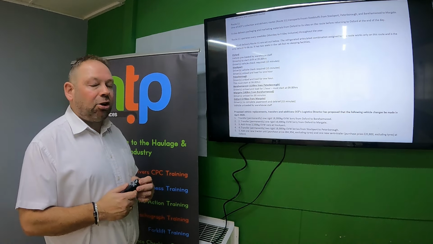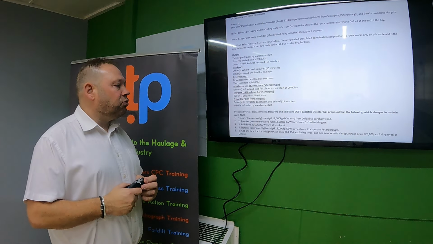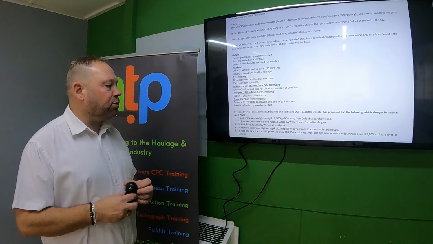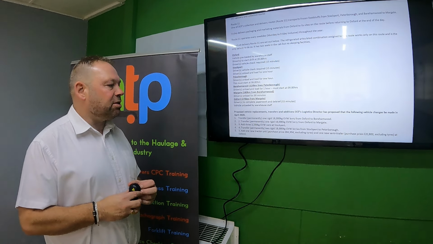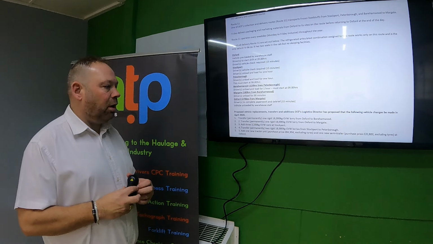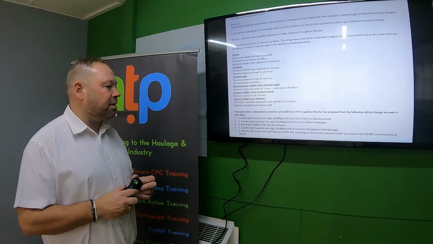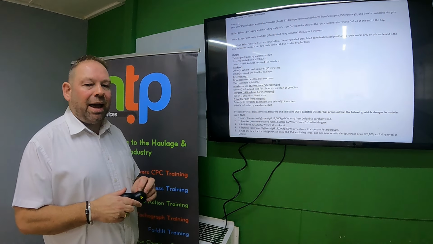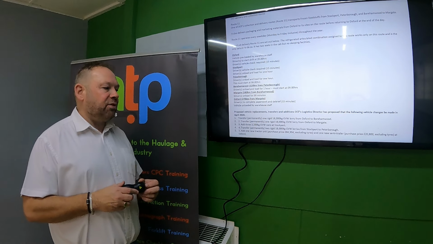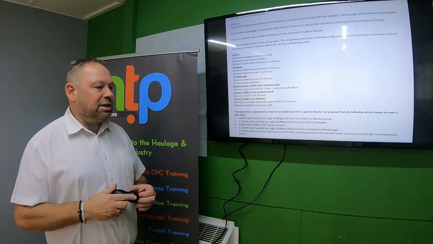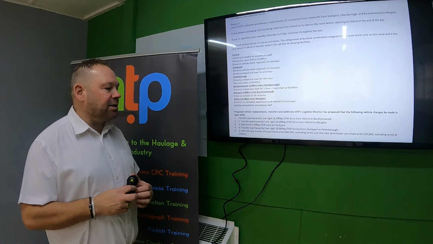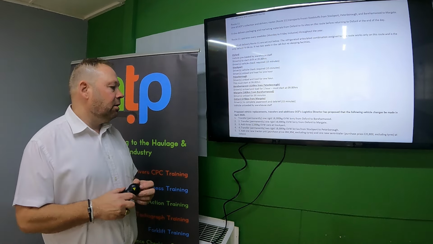Margate, 180 kilometres from Boreham Wood. Driver or drivers unload for 30 minutes. Oxford, 270 kilometres from Margate. Driver or drivers to complete paperwork and debrief, 15 minutes. Vehicle unloaded by warehouse staff. Proposed vehicle replacements, transfers and additions. OCF's Logistics Director has proposed that the following vehicle changes be made in April 2020.